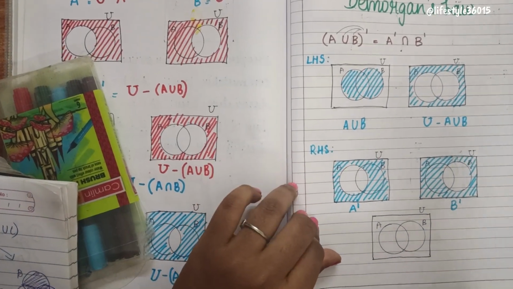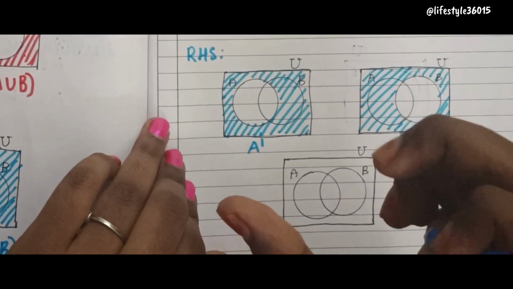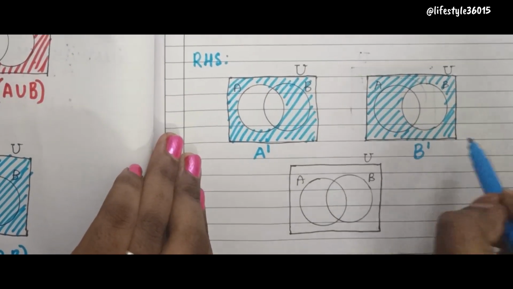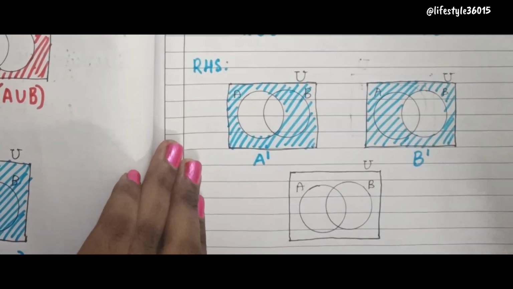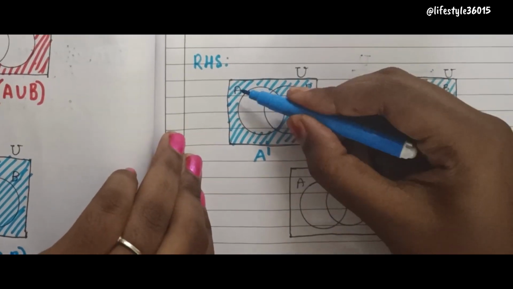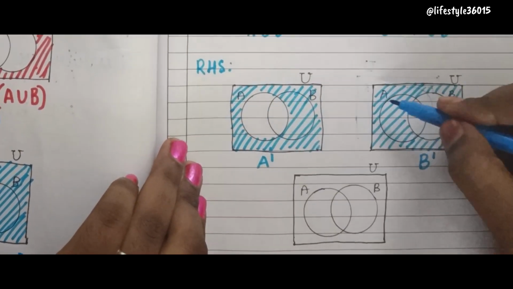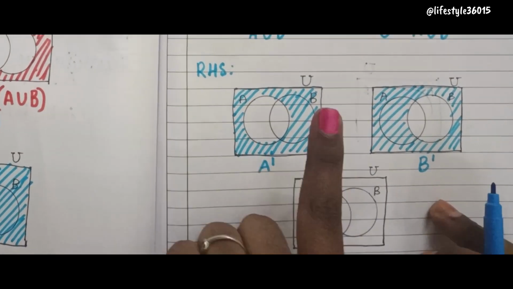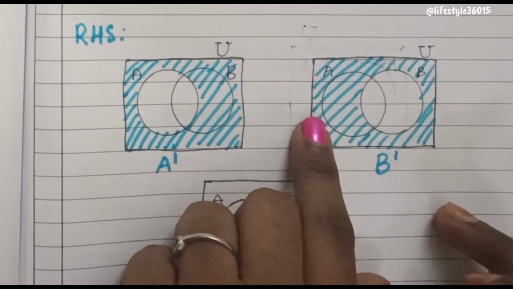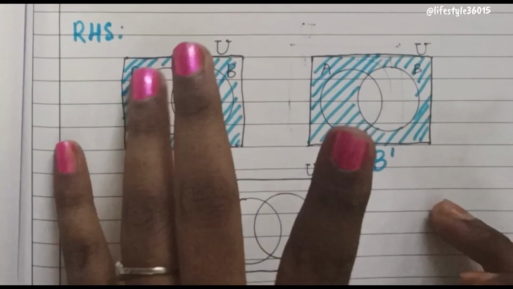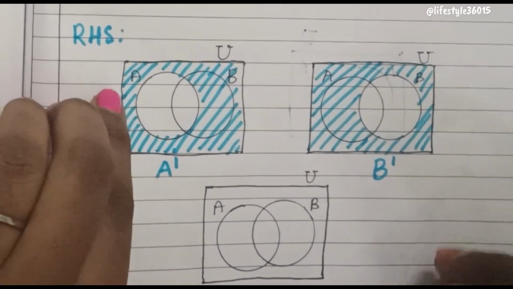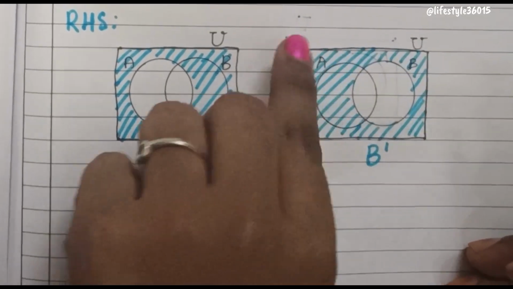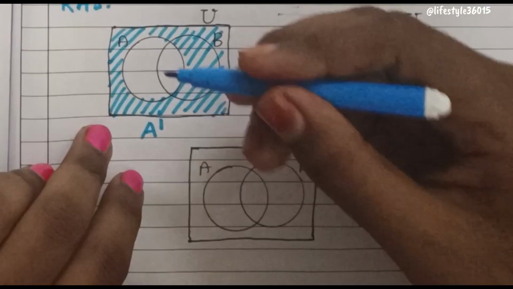What is intersection? I already told you. It is the common region for both the diagrams. Can you say which is the common region for these both diagrams? Note carefully. The outer region is the only common region for both the sets, because in this set B is shaded, whereas in this set A is shaded. This region is not shaded, so that is not common. But look at the outer region. For both the sets, the outer region is shaded, right?